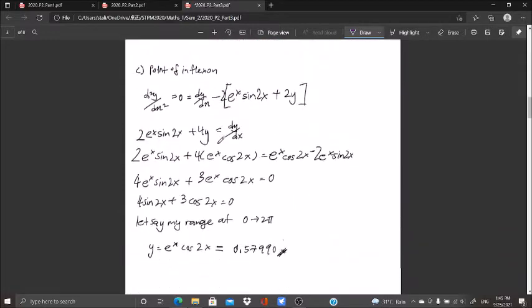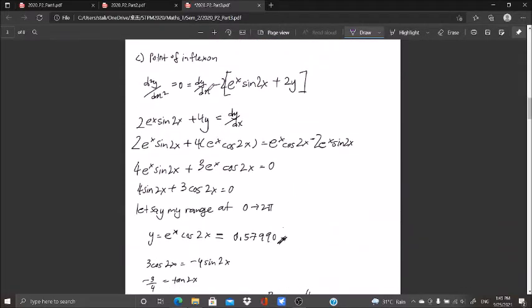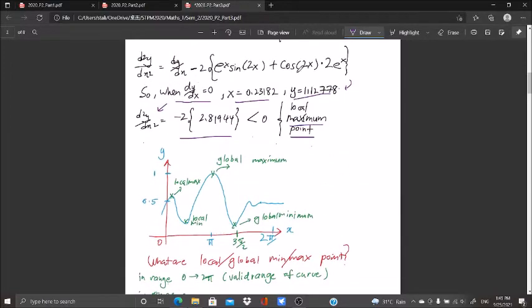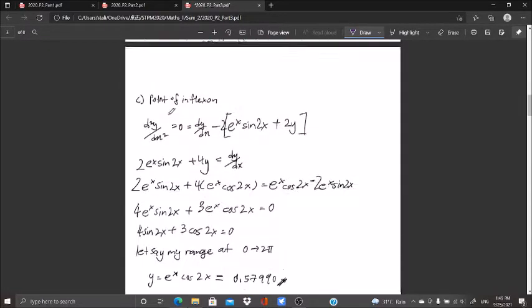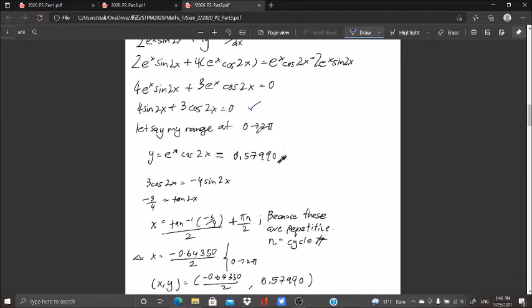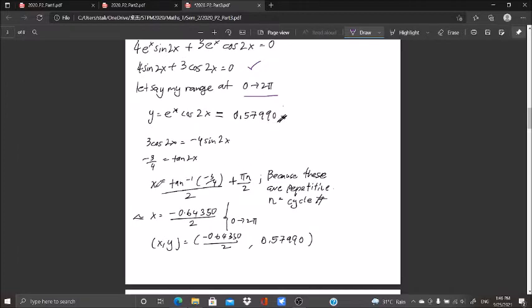Okay. C, find the point of inflection. Let d2y/dx squared equal 0. We use back the equation we obtained in B and substitute here with 0. Then we obtain this equation. If my range is 0 up to 2 pi, I will get this formula: x equals tan inverse of negative 3 over 4, divided by 2, plus pi n divided by 2, because these are repetitive cycles and n is the number of cycles.